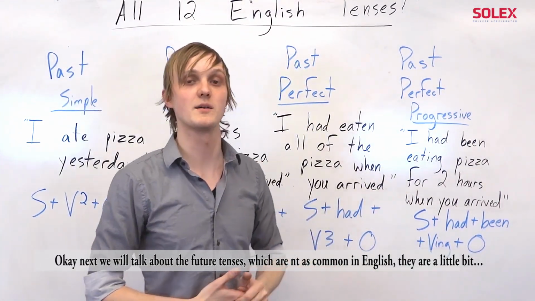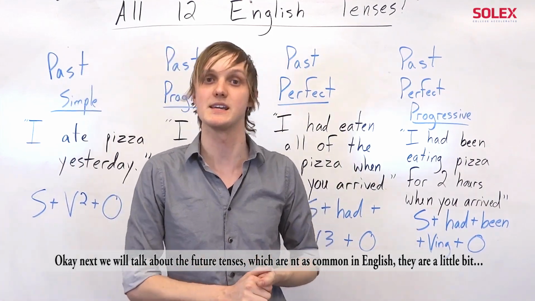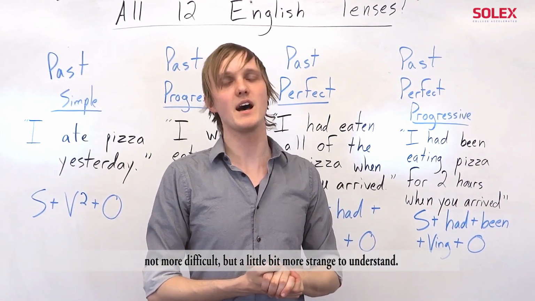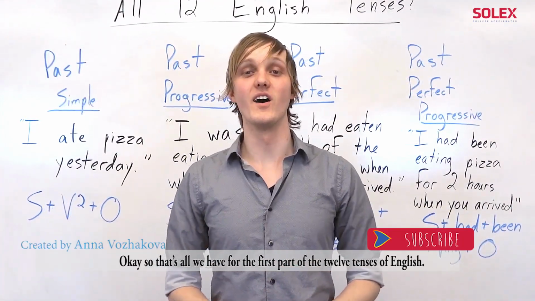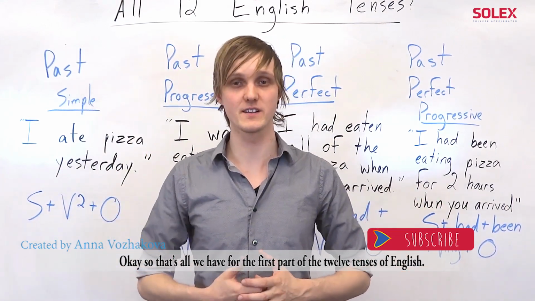Okay, next we'll talk about the future tenses, which are not as common in English. So they are a little bit, not more difficult, but a little bit more strange to understand. Okay, so that's all we have for the first part of the 12 tenses of English.